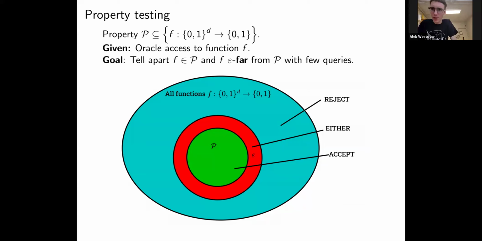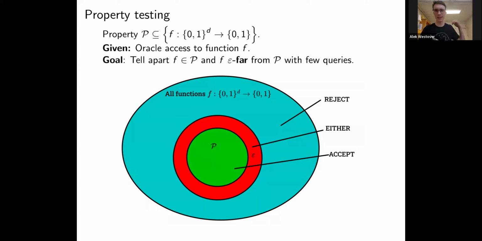And in a property testing question, we're given oracle access to some function f, and we want to distinguish between two cases, between f having the property and f being far from having the property. So in this picture here, we're just going to get something from this entire space of things, and we want to accept the things in this little green region, and we want to reject the things outside of it.